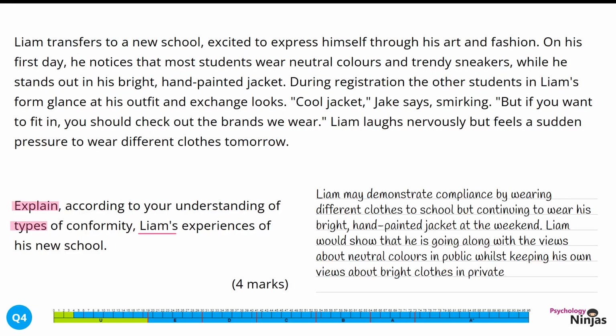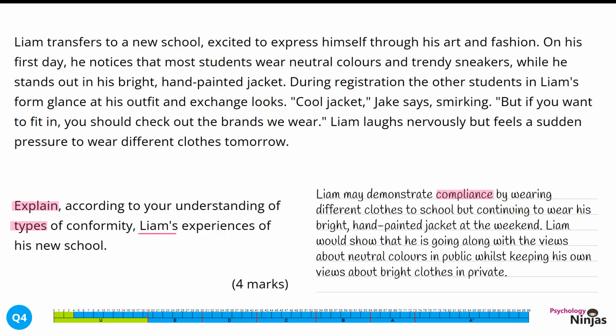Liam may demonstrate compliance by wearing different clothes to school, but continuing to wear his bright hand-painted jacket at the weekend. Liam would show that he is going along with the views about neutral colours in public, whilst keeping his own views about bright clothes in private. We've shown our psychological knowledge about types of conformity here by identifying compliance.